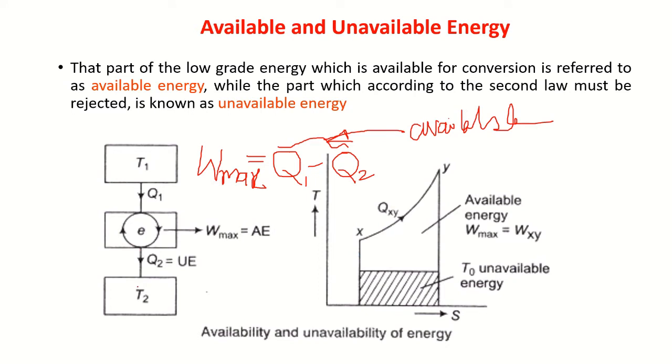Now Q2 amount of heat is rejected to a sink. This is not getting converted into work. So this I call it as unavailable energy. Available energy, unavailable energy.